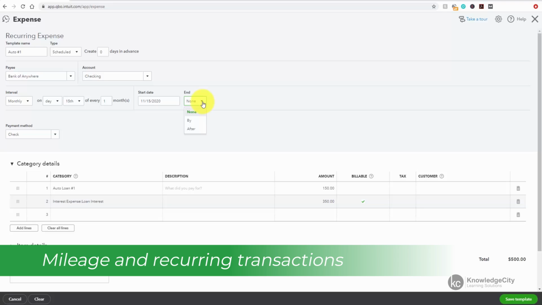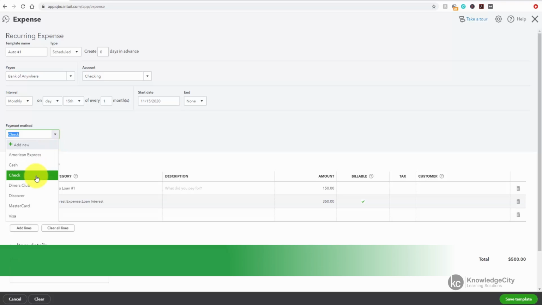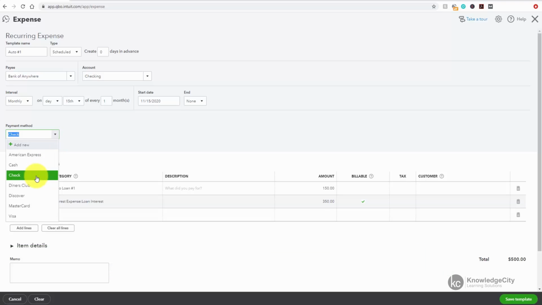We're going to be looking at the mileage option. There's also an option for recurring transactions. Those are transactions that happen at the same time on a regular basis. For example, you might have a car payment that's deducted at the same time every month. Instead of you manually having to enter that transaction, we can set it up so QuickBooks will do that for you.